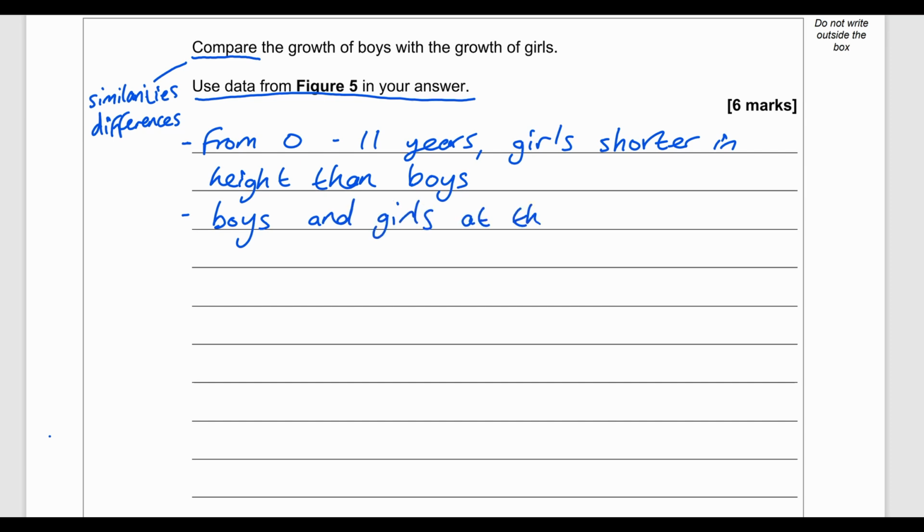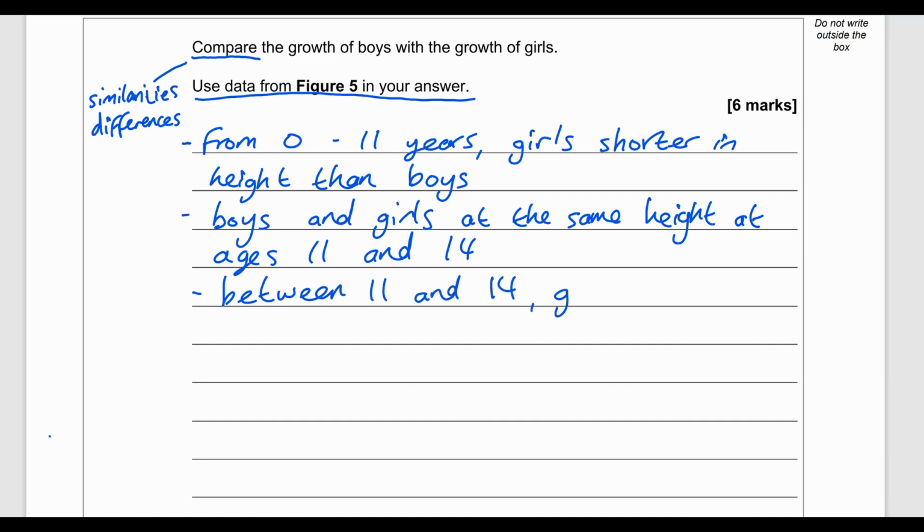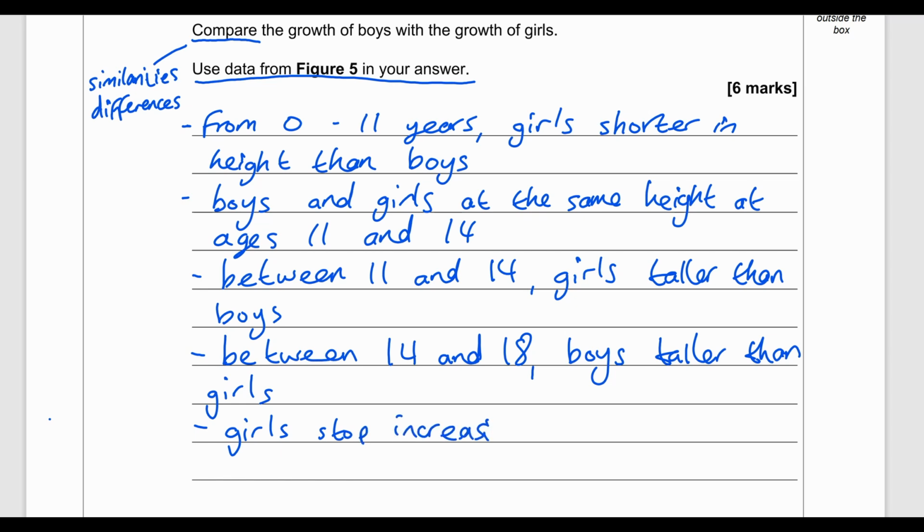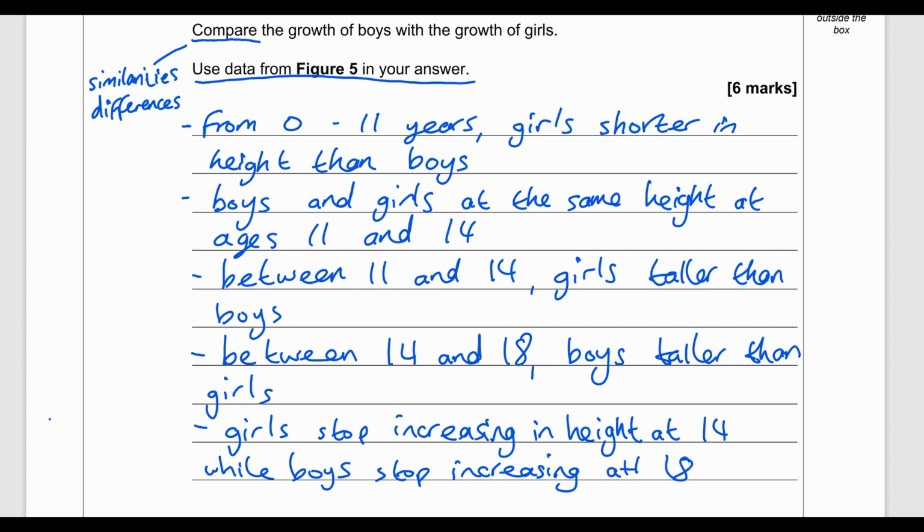Boys and girls are at the same height at ages 11 and 14. Between 11 and 14, girls are taller than boys. Between 14 and 18, boys are taller than girls. Girls stop increasing at age 14, while boys stop increasing at age 18.